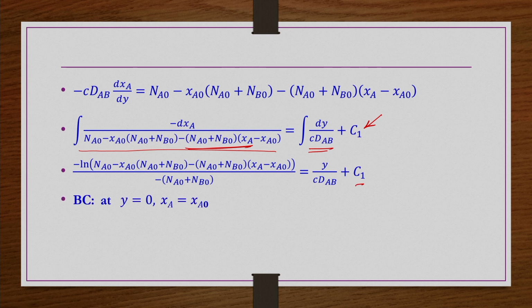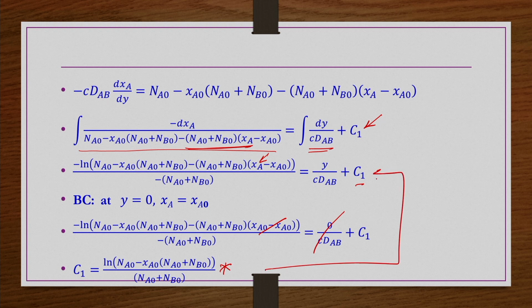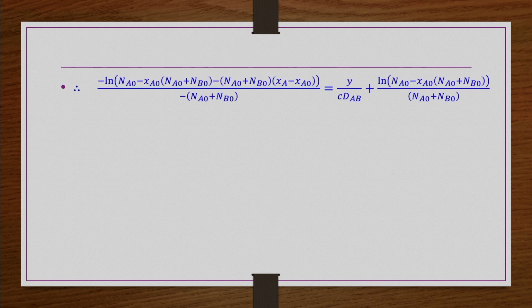Right. So now we apply the boundary condition: y is equal to 0, so XA should be XA naught. If you substitute XA equals XA naught here, the second term would be 0 within the logarithm, and on the right hand side y is 0, so this term is 0. So directly you get C1 as this one. Now this C1 we are going to substitute here and then simplify. So that C1 we have substituted here.